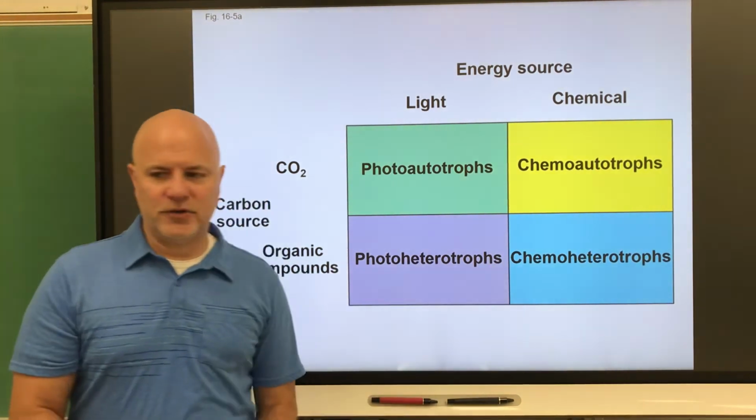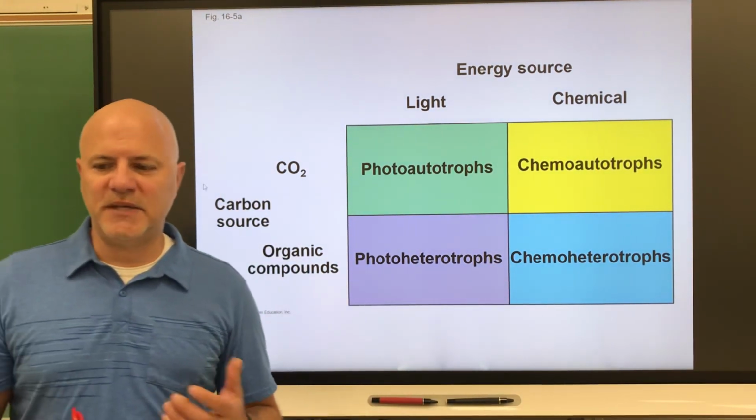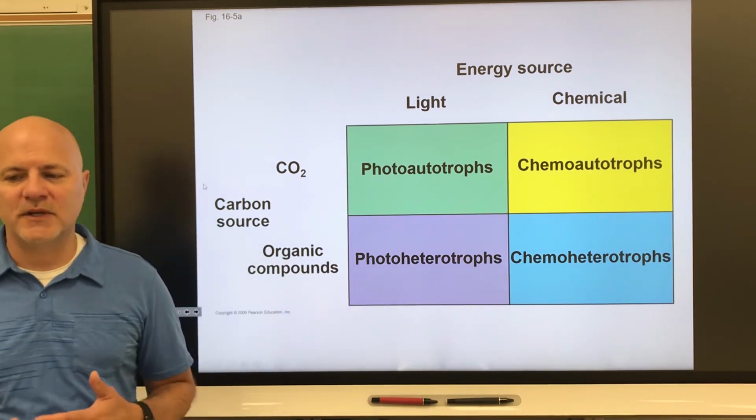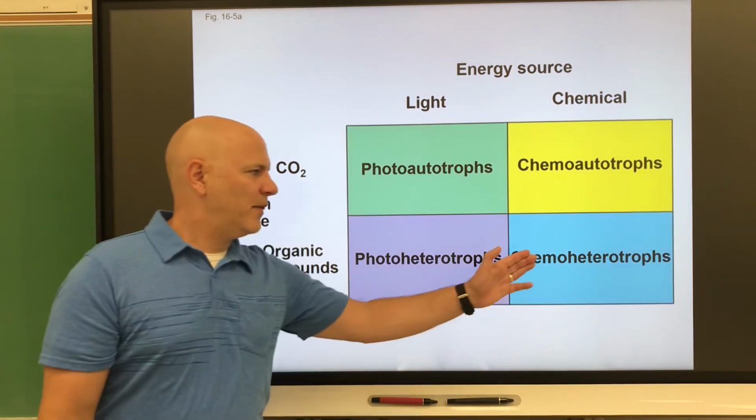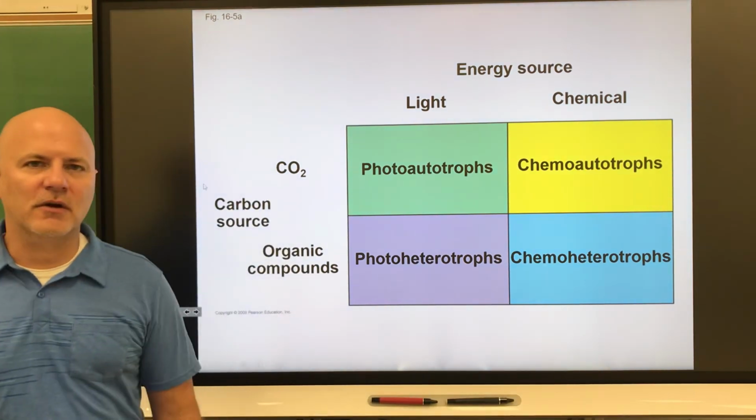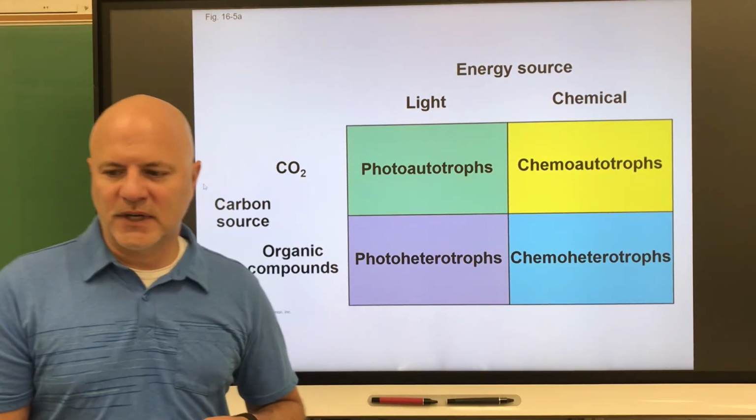Next are chemoheterotrophs, and this is an organism that obtains both energy and carbon atoms from organic substances. So the little guys that are feeding off of you or the food in your mouth, those are chemoheterotrophs.